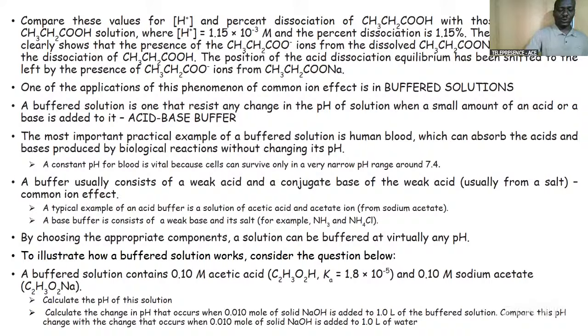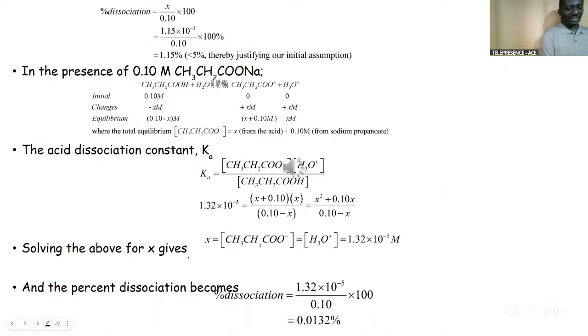Don't be intimidated by the way it is written. Let's have a look at it together. So you have your buffer solution, you have the acetic acid, 0.1 molar, you have the sodium acetate, also 0.1 molar. You remember your Henderson-Hasselbalch equation that we derived on Wednesday. Let's go there.